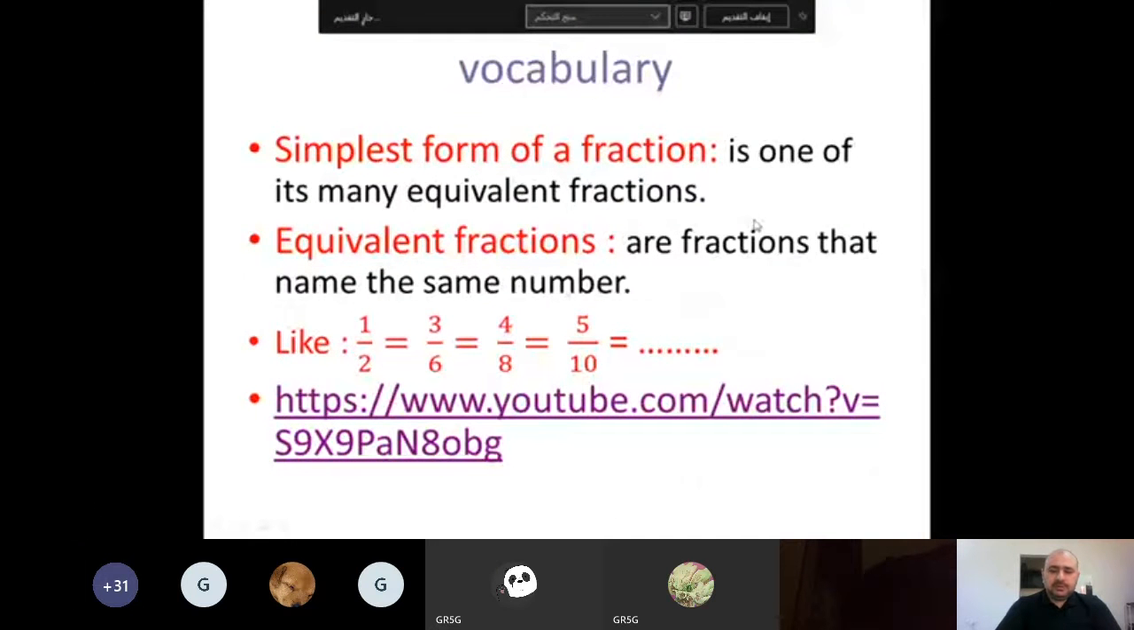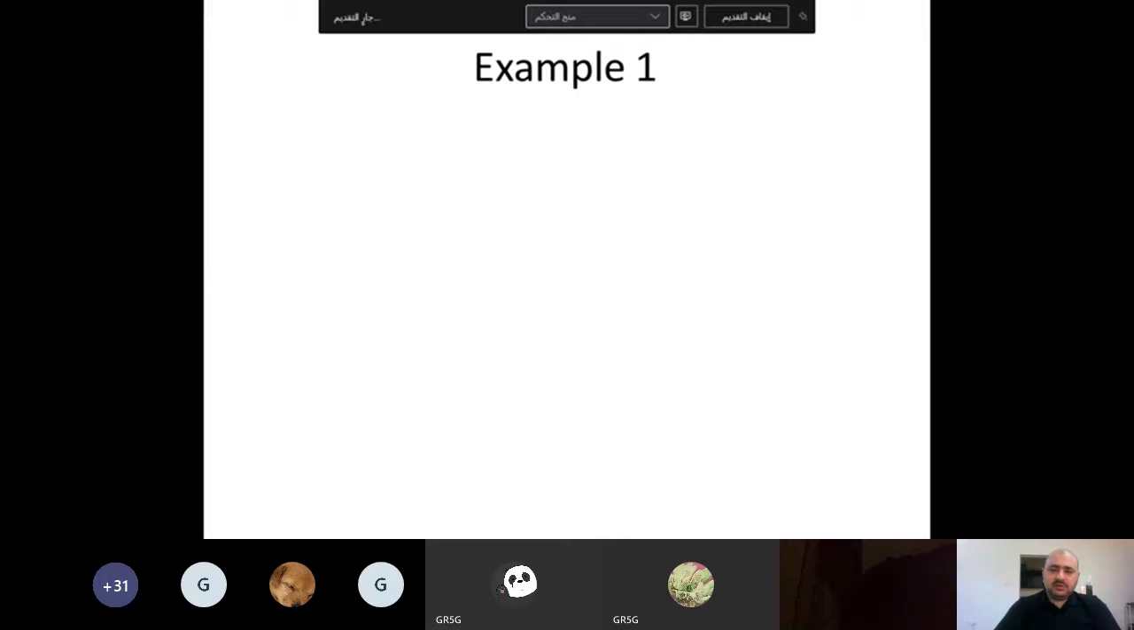Okay, so what is the name of our lesson today? Simplest form. This is the meaning of the simplest form. Focus with me now for this example, example one. Write the fraction in simplest form.